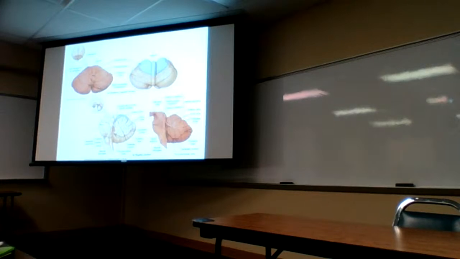And there's our cross section, so we can see the arbor vitae, our tree of life. It kind of looks like a tree or cauliflower. And then you've got the folia that's on it.